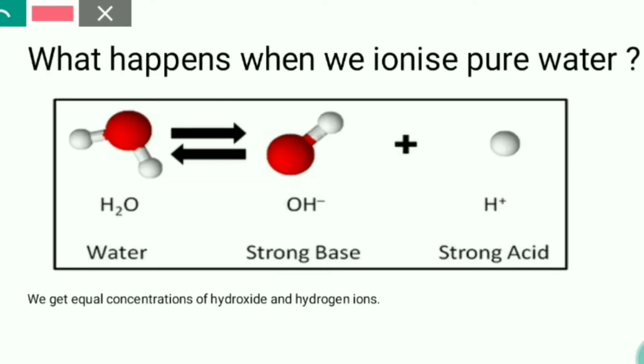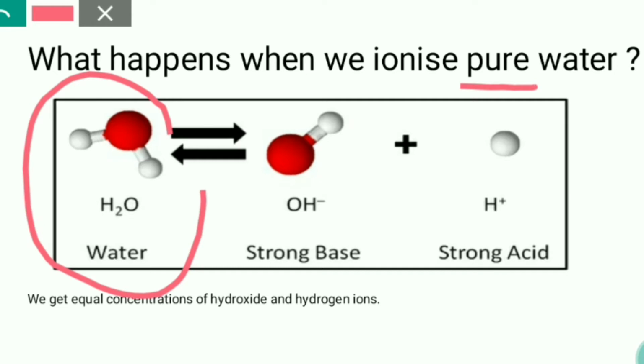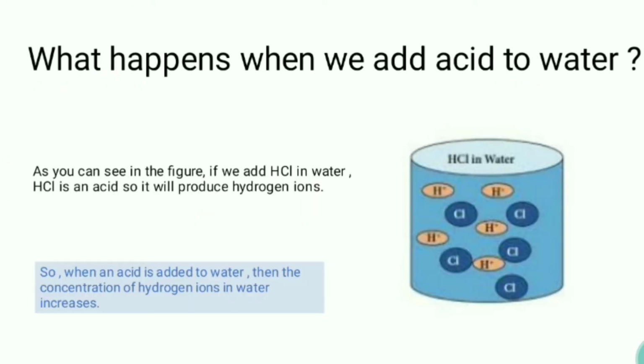As you all know, what happens when we ionize pure water? Yes, when we dissociate the water, water breaks up into two ions, that is anion hydroxide and cation hydrogen, and we get equal concentration of both. When water gets dissociated, if we are having 50% of hydroxide ion, we will be having 50% of hydrogen ion.